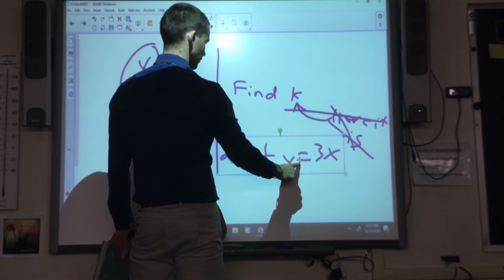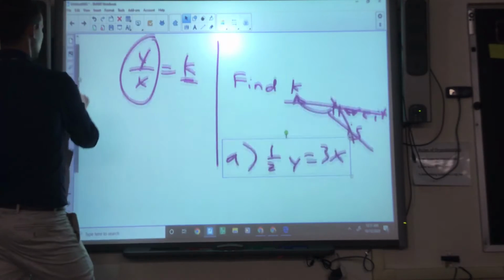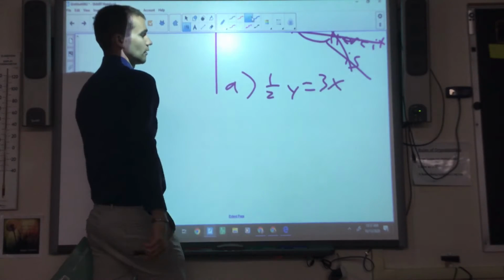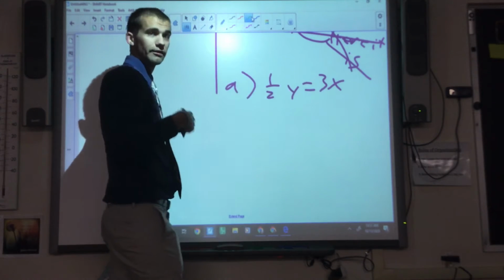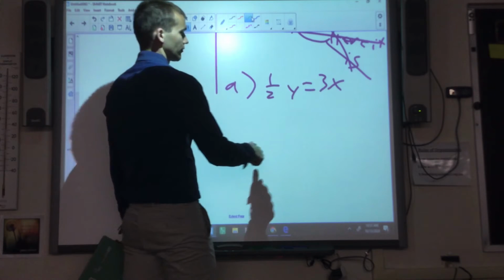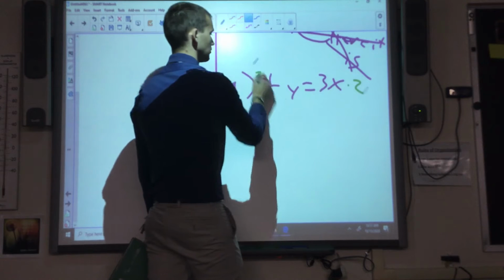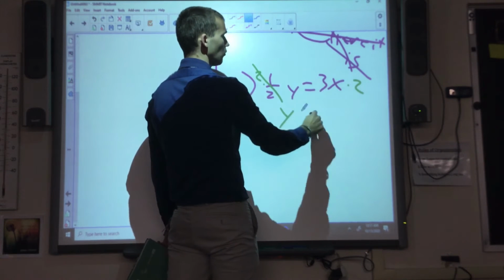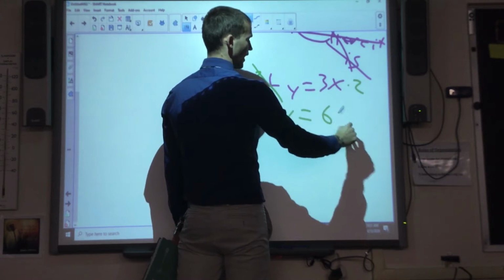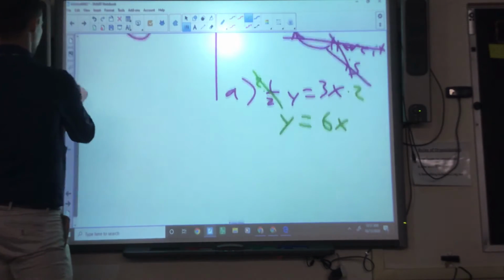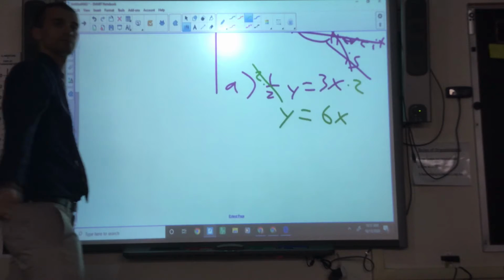move it over here so I can see it a little bit better. Alright, if I'm looking at this problem, I'm trying to get y over x, because that's a big thing I always want to remember. Well, first of all, I want y by itself, so I'm going to multiply by 2 on both sides. So I got y equals 6x. Now I want y over x. I said y over k, I just misspoke.